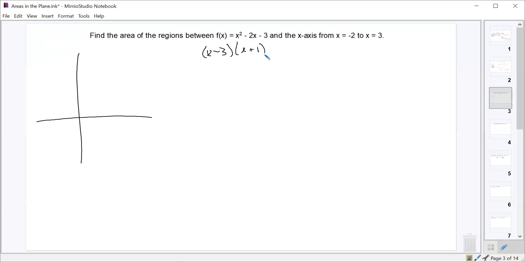x minus 3, x plus 1 equals 0. That told us we have x-intercepts at x equals 3 and -1. And then a y-intercept of -3. And we know it's a parabola. It's going to go through those 3 points, and we know that it opens up. So it's going to look something like that. Everybody agree with that?